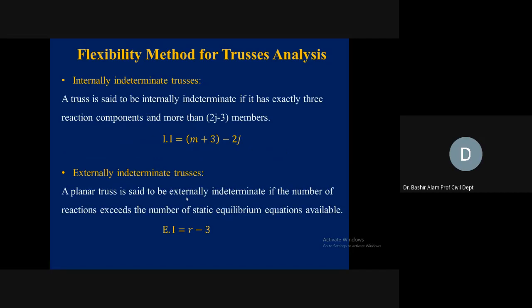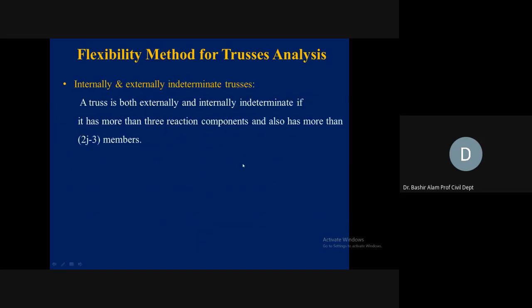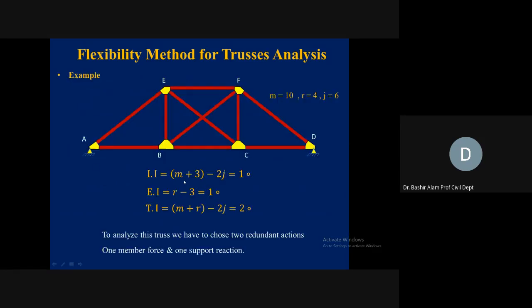Now, internally indeterminate trusses, again the same thing: internal indeterminacy will be equal to m plus 3 minus 2j. Here you can see external indeterminate trusses, it will be r minus 3 simply. And the total indeterminacy we can find out by m plus r minus 2j. So here is that condition. Now let's take the example of this truss.